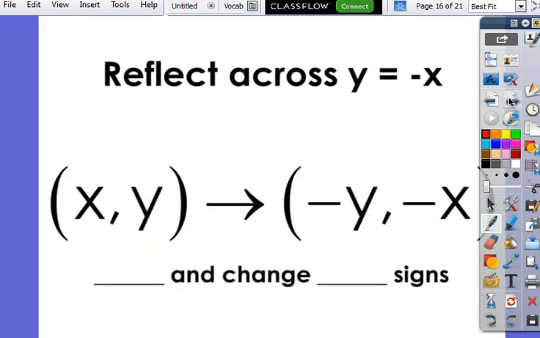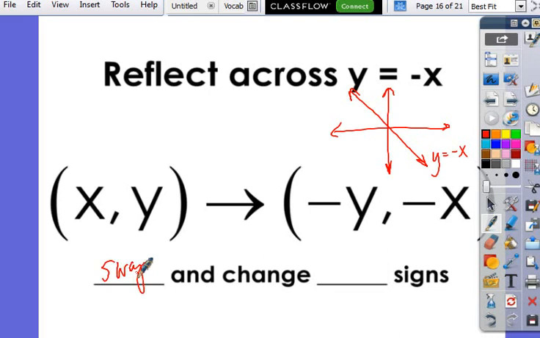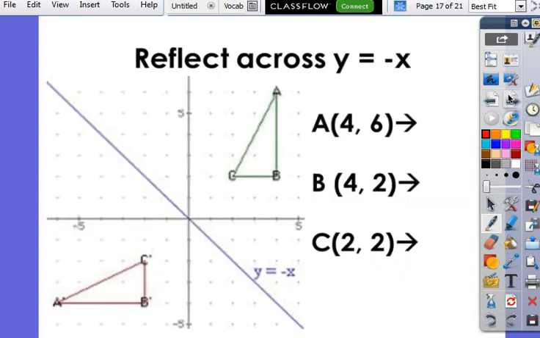All right, reflecting across y equals -x. Well, what does that line look like? It's going this way. There's y equals -x. Swap x and y and change something. In this case, I'm swapping the positions and changing both signs. So if I'm looking at this A prime, -6, -4, right? I've got to change both signs and then switch them. So -6, -4. And then B prime is going to be -2, -4. C prime is -2, -2.